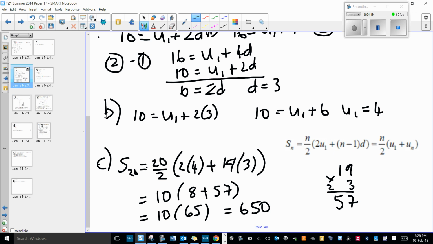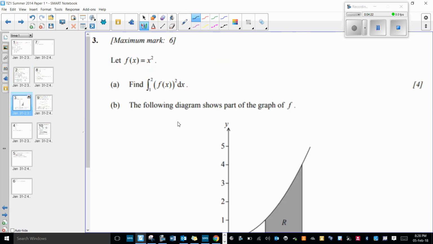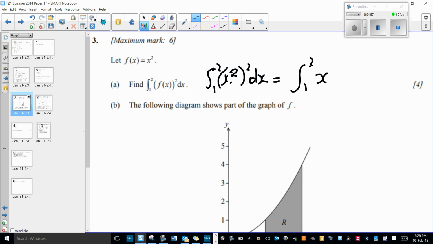Right, question number 3. So we know that f(x) is x squared. We need to find the definite integral between 2 and 1 of f(x) all squared. I'm just going to write it here next to it to make it a little easier. So we're finding the definite integral between 2 and 1 of x squared, all squared. So that becomes the integral between 2 and 1. x squared squared is x to the power 4 dx.